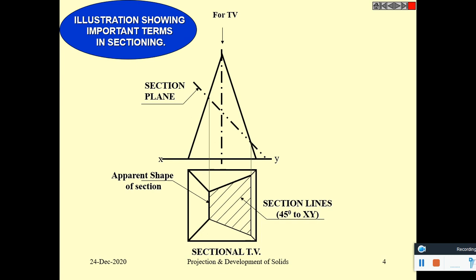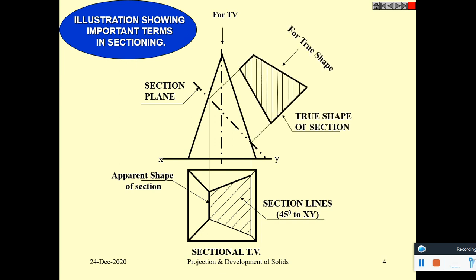This illustration gives an idea about a section of a square pyramid. This is a section plane, and this is the true shape of this sectioned portion. This is the top view of the sectioned portion. This line is called a hatching line. Hatching lines are drawn 45 degrees inclined to the axis. So these two are named as hatching lines. Usually thin lines are drawn for hatching.